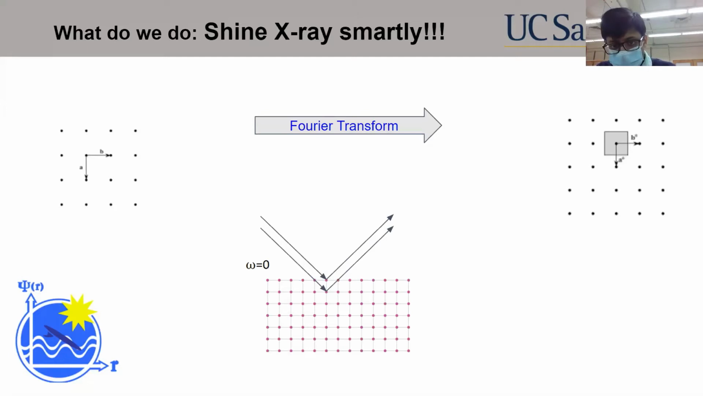Now, this is a specific situation that I have shown here, where the two arrows reflecting off two neighboring surfaces are constructively interfering. When will that happen? When the path length difference between them is an integer multiple of the wavelength, so that the waves merge together exactly in phase and create constructive interference. That's basically how we take the Fourier transform of a material.